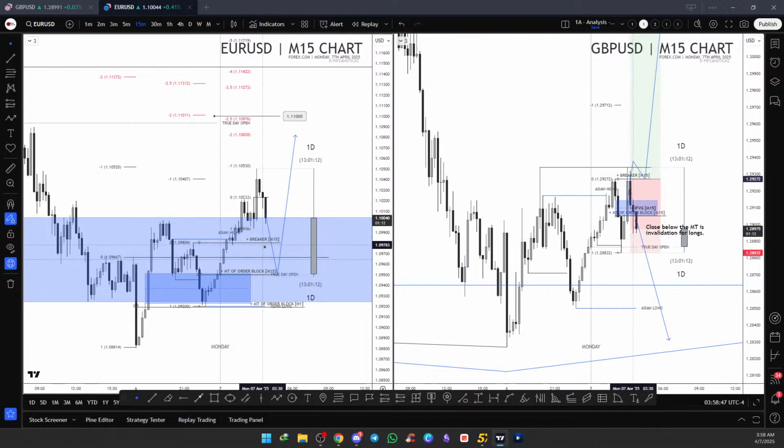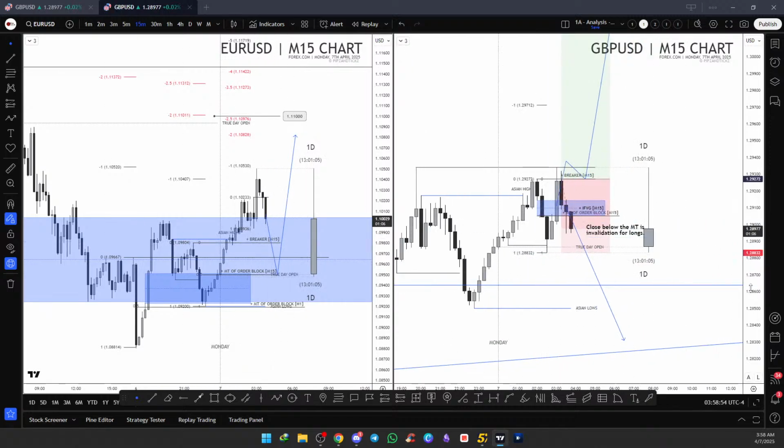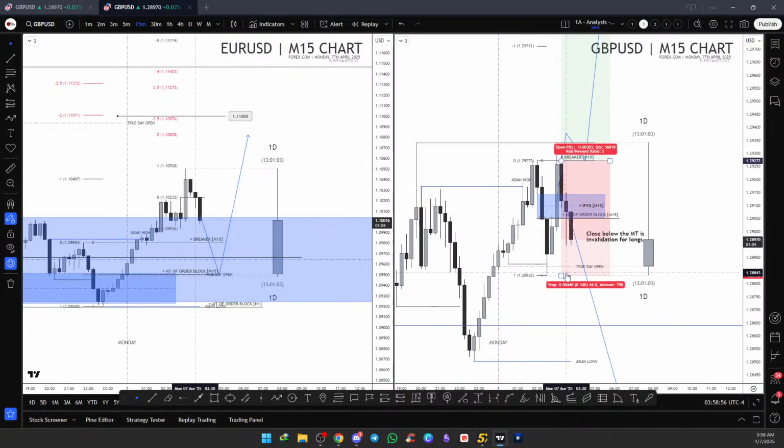So either we can take a long for EU, or we have to see price holding up above the main threshold of this order block in GU. If both of these conditions do not happen, then it's better to close trading for the day. Okay, this is the last 1 minute for this candle's close. Let's see what is going to happen.